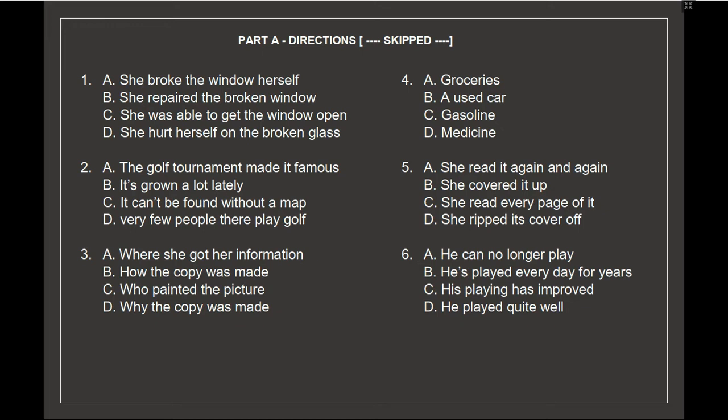Number 3. "This painting isn't an original, it's a copy." "How do you know that?" What does the man ask the woman? Number 4. "Do you know where the nearest pharmacy is?" "There's one in the supermarket on Lexington Street, right next to that big used car lot." What does the woman probably want?